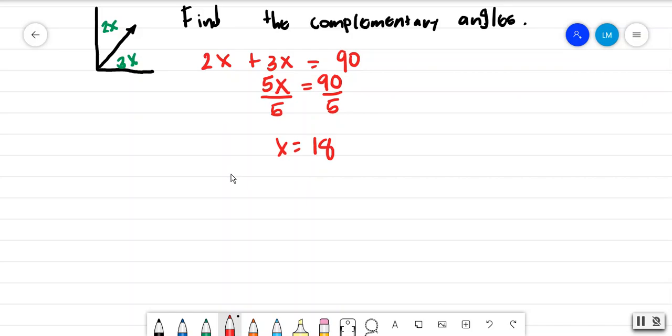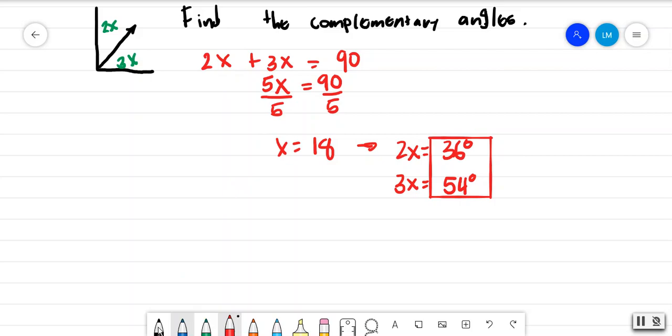However, note that you had 2 times 18, so 2x is equal to 36 degrees, and we know that 3x is equal to 3 times 18, which is 54 degrees. So we have our solutions.